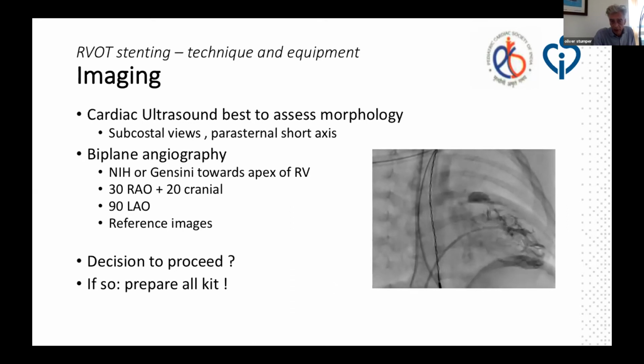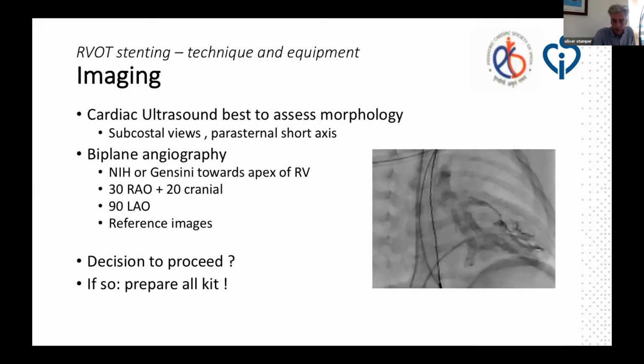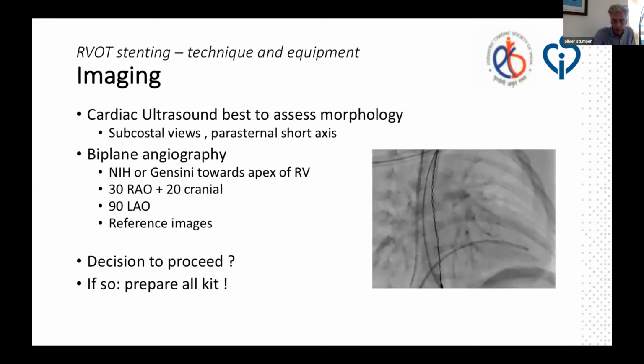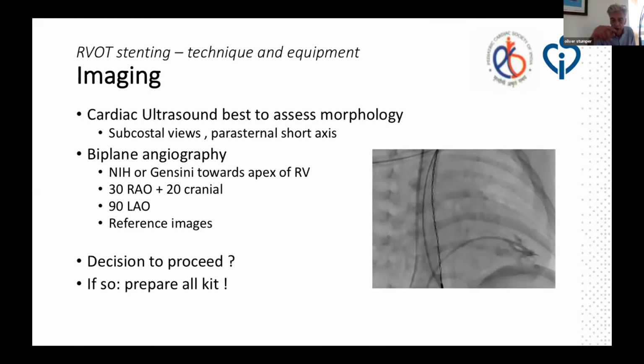If we then make a decision this child needs an initial palliation, mostly because of history of spells or comorbidities, then we would prepare for cardiac catheter, normally from right femoral venous approach, biplane angiography in the right ventricle through either an NIH or Gensini catheter. My preference certainly is for 30 RAO and 20 cranial because that aligns the outflow tract. And having said that, you still get foreshortening, so trust the echo with regards to length measurements.